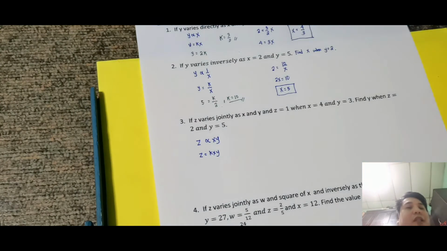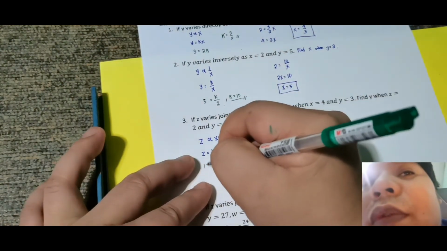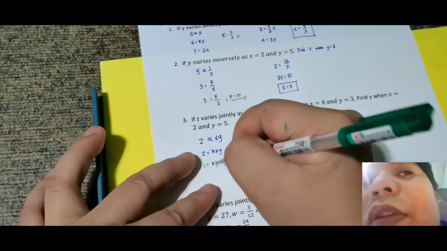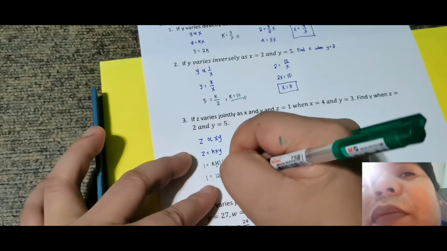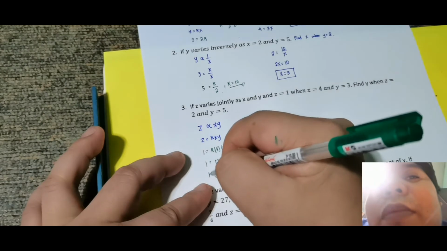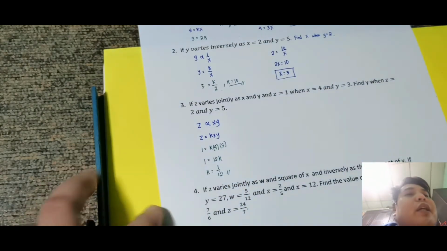Okay, next, substitute natin yung mga value. So gamitin natin yung value. This is 1 is equal to k times ano yung x, that is 4, ano yung y, that is 3. So this is 1 is equal to 12k. Okay, obviously divide both sides by 12, that is k is equal to 1 over 12. So may value na tayo ng k.